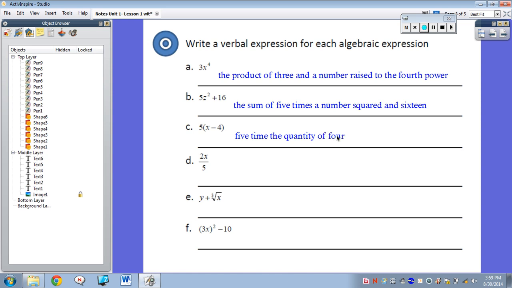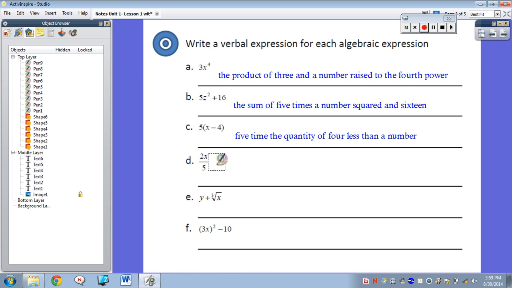You have a number, and you have 4. So one way to say it is you have 5 times the quantity of 4 less than a number. So you've got a number and you've got 4 less than that number. There are different ways that you can write these algebraic expressions out, so you might want to check with your teacher if you have different answers to see if your answer also works.